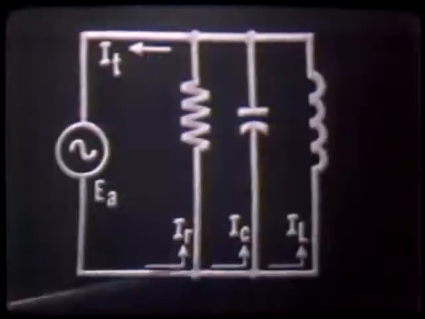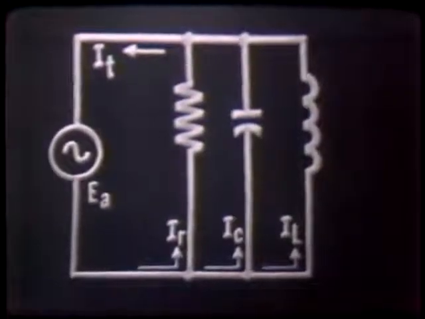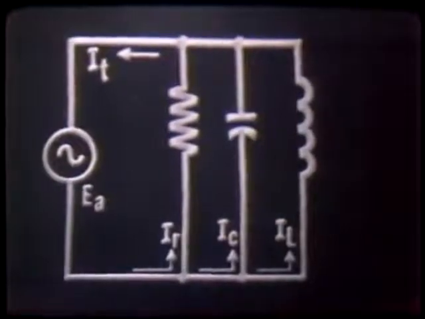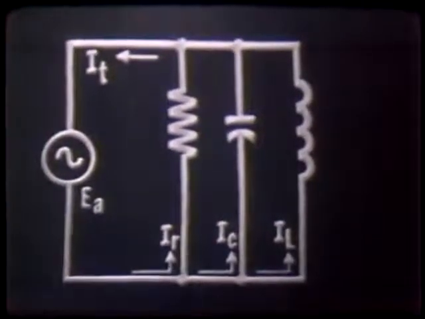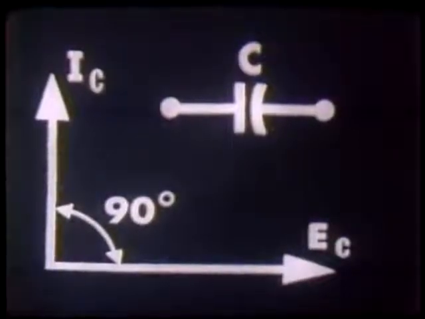Our next current would be our capacitive current, IC. We know that the voltage across and the current through any pure capacitive component is 90 degrees out of phase. That is, the current leads the voltage by 90 degrees, such as shown here. IC leads EC by an angle of 90 degrees.